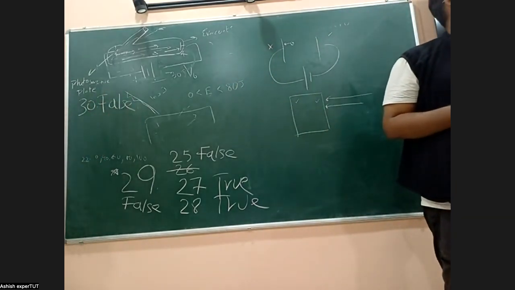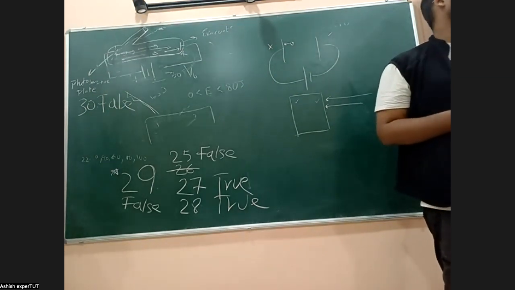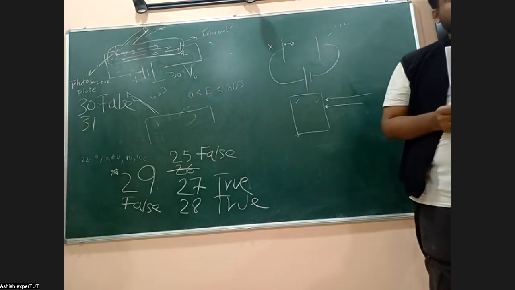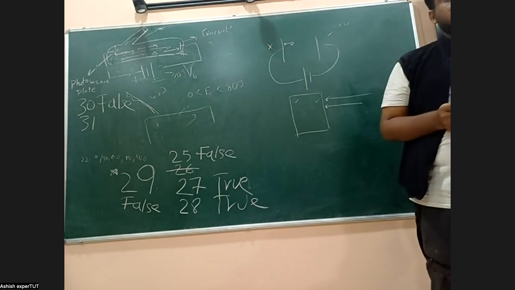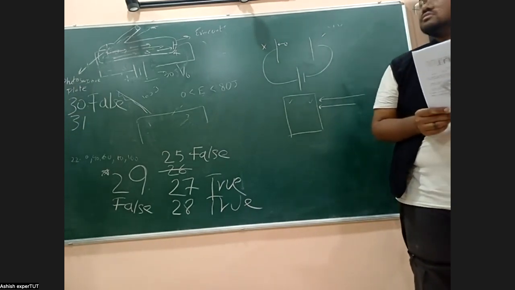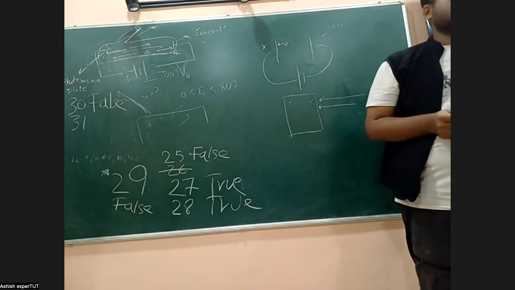Energy is h nu, I will explain. Okay, 31. If we increase the intensity of incident radiation, the photoelectric current increases. That is true, right? That is true, okay, good.